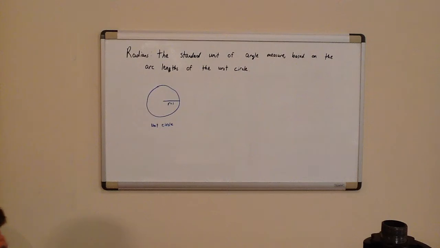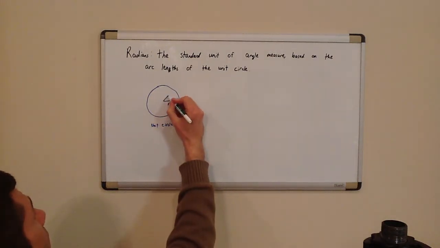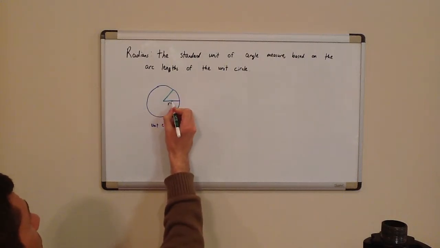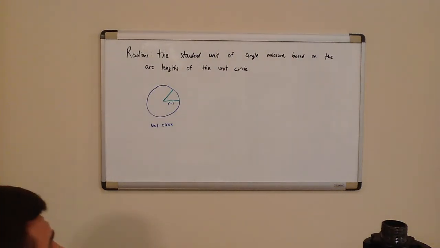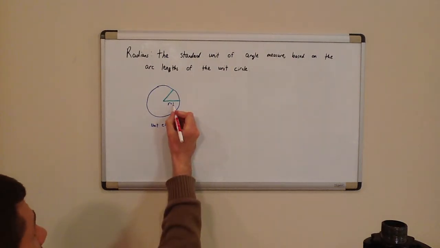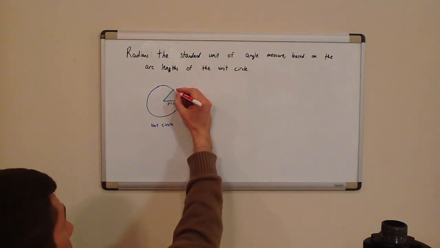But the measurement of any angle in radians is equivalent to the length of the arc. For example, this angle right here. I don't know how big it is, but if I'm going to measure it in radians on a unit circle, then it's going to be equivalent to whatever that is.